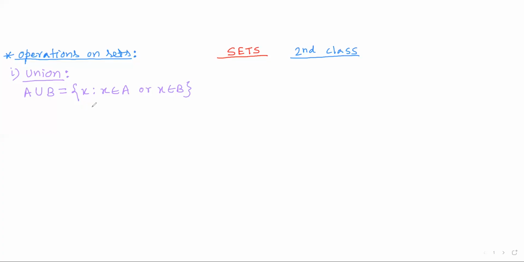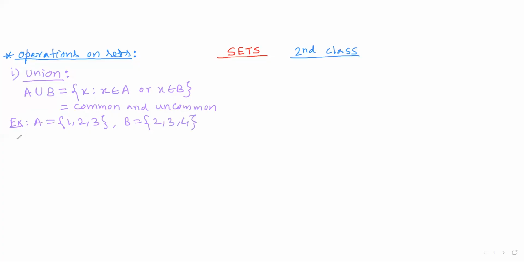Now I am taking one example, then it will be clear. So basically, the union between two sets A and B is X such that X belongs to A or X belongs to B. That means we have to consider common and uncommon elements. Suppose I am taking one example. Suppose set A contains 1, 2, 3 and set B contains 2, 3, 4.